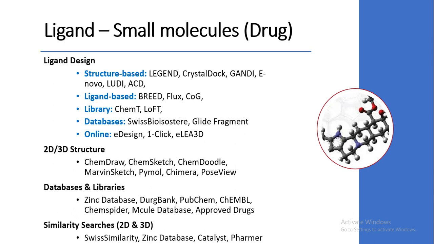We can also find compounds similar to our ligand, and hundreds of compounds will be available through similarity search. We can do 2D similarity searches or 3D similarity searches. According to our reference compound, we can search what different compounds are available that are similar to our active compound, using Swiss Similarity, ZINC database, Catalyst, and Pharmer. We can use these for similarity searches.